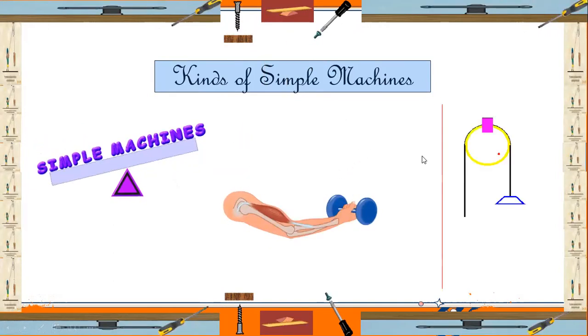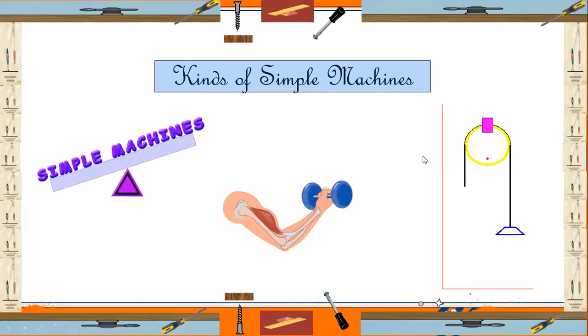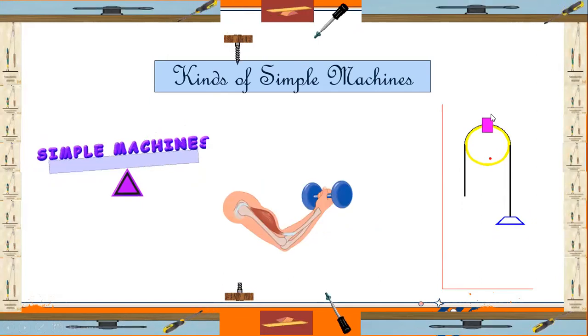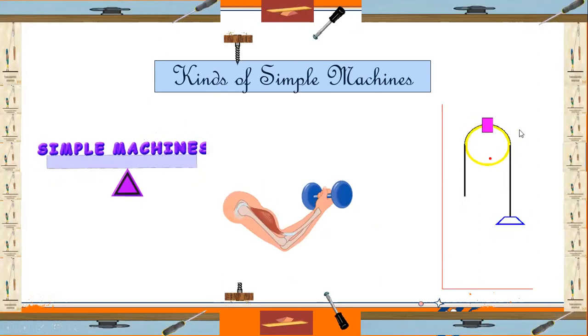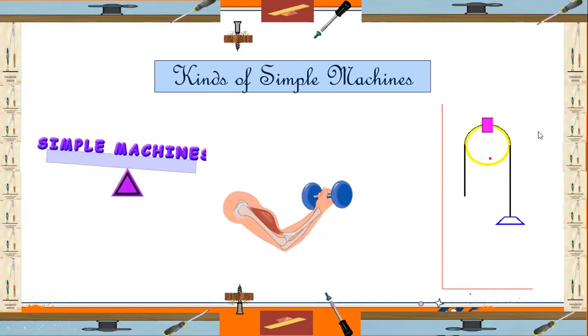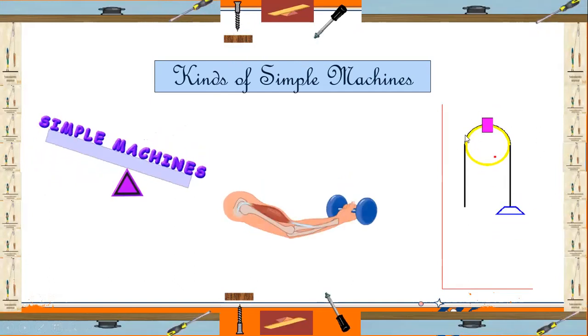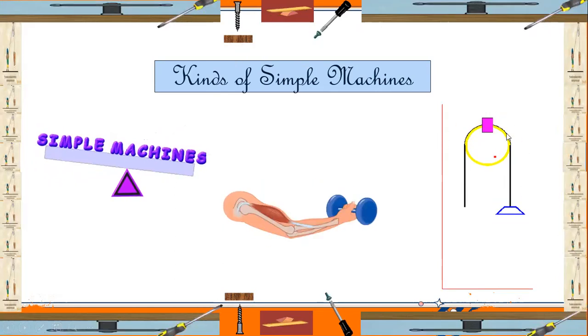A pulley is also a simple machine which is made up of wheels. The wheel of a pulley turns on an axle. There is a groove around the rim of the pulley which holds a rope. When the rope is pulled, the pulley lifts the heavy object.